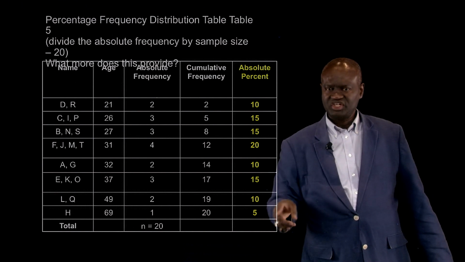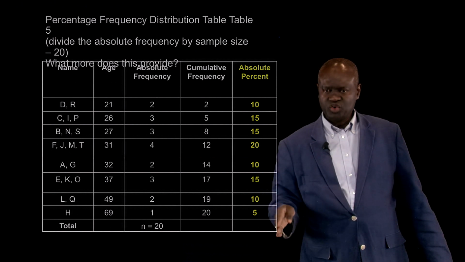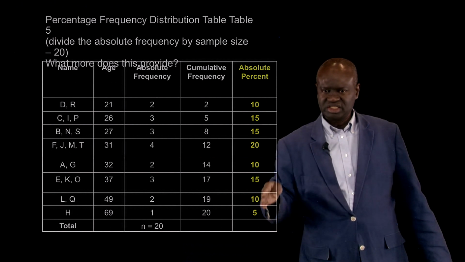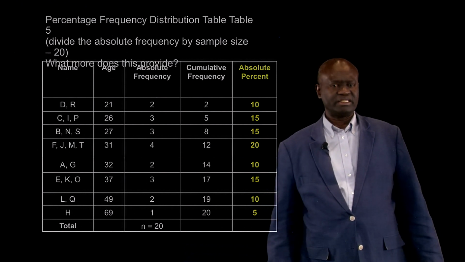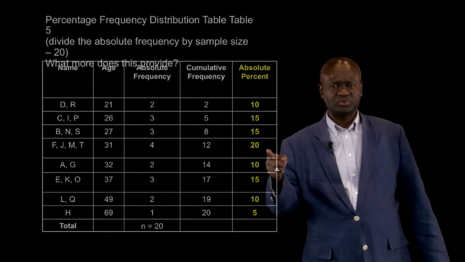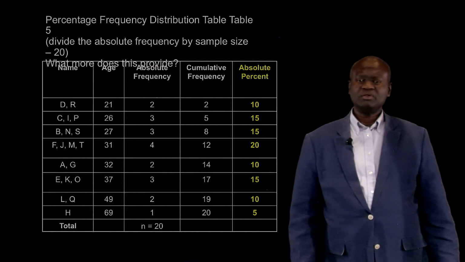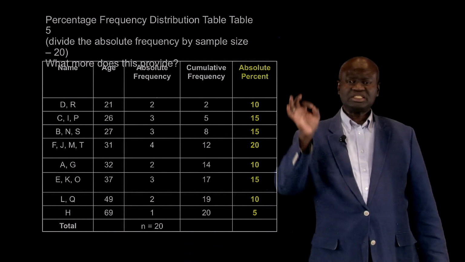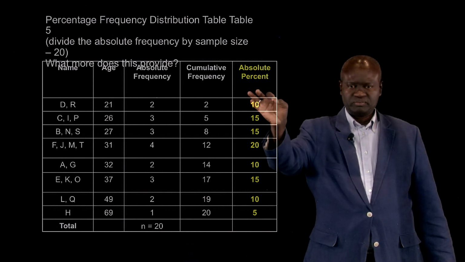So what do we have here? What is called the absolute percentage. If you add all these, you should be having 100 at the end here. So 10 plus 15 plus 15 plus 20 plus 10 plus 15 plus 10 plus 5 equal 100. So the total would be 100. That is that column called absolute percentage.